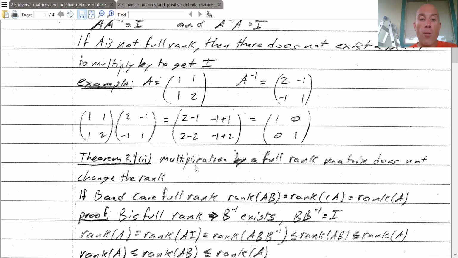Now, here's a theorem for us. Multiplication by a full rank matrix does not change the rank. We're going to use this theorem a lot in this chapter.